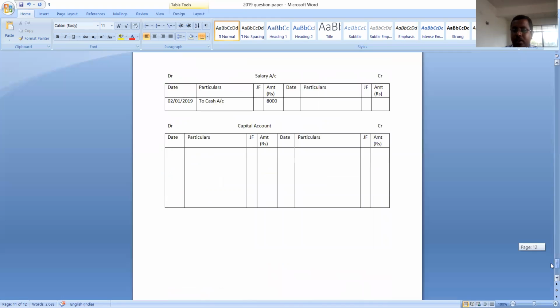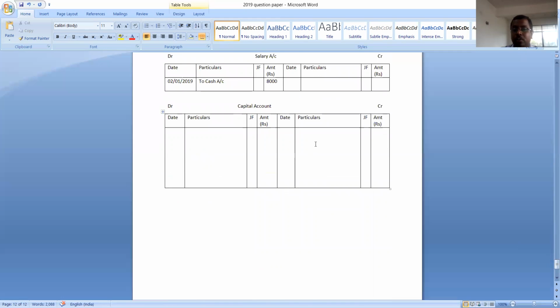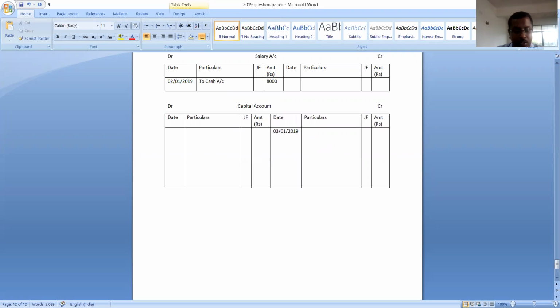Now move towards the credit side of capital account. In that particular journal entry, capital account is credited. What was the journal entry? Cash account debited to capital account. So capital account is credited. So move towards the credit side of capital account. Write the date of the transaction. It is 3rd January 2019.